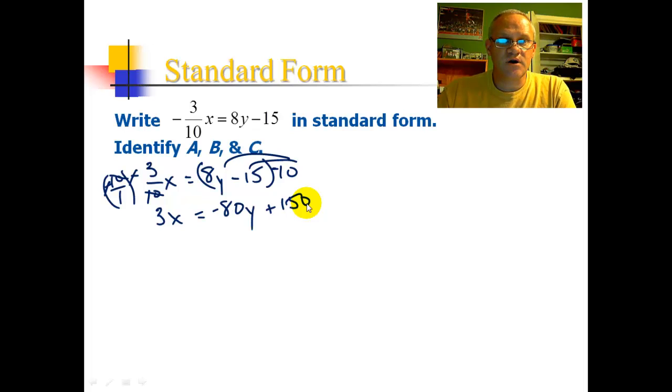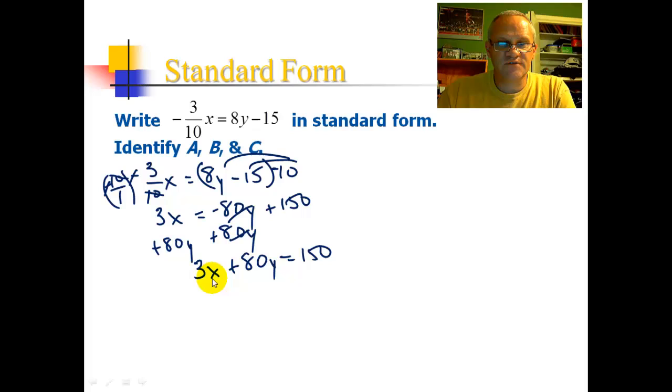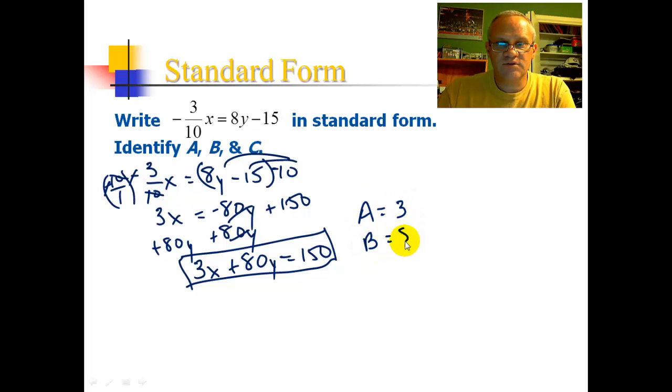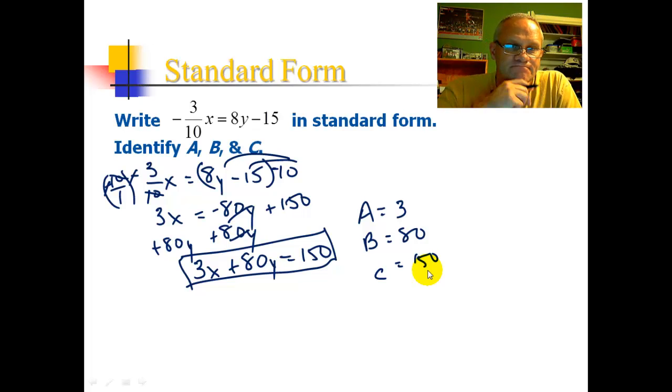Okay, one more step. All I've got to do now is get this y to come over here with the x, and how I do that is plus 80y. So I end up with 3x plus 80y equals 150, standard form. And so what's A? A is 3, B is 80, and C is 150. All right? Good.